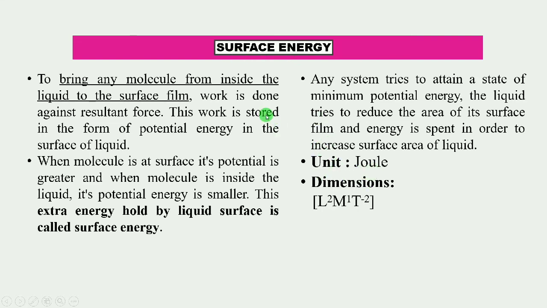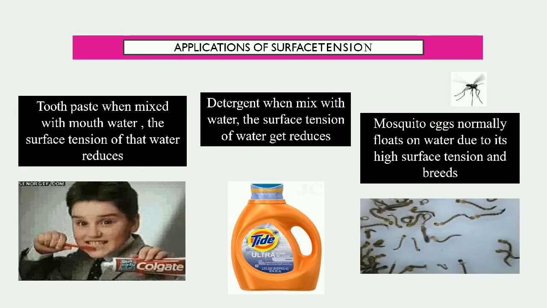The unit here will be joule. So the SI unit of surface energy is joule, and the dimension for joule is, because joule is equivalent to kilogram meter square per second square, M1 L2 T minus 2. Okay, so this is the dimension of surface energy. Okay, next thing here is different applications of surface tension. So in real life we are always using toothpaste.